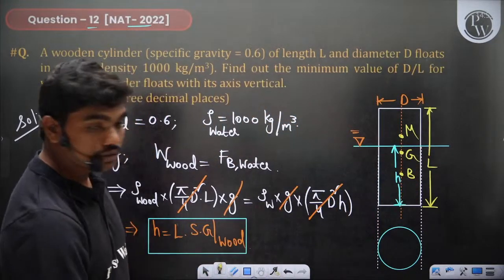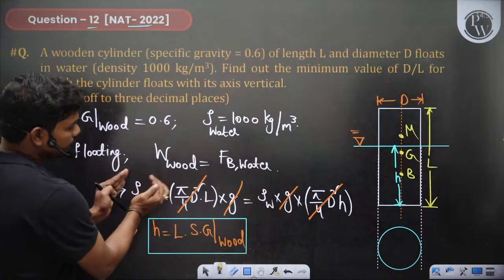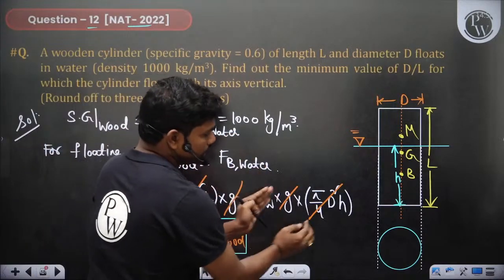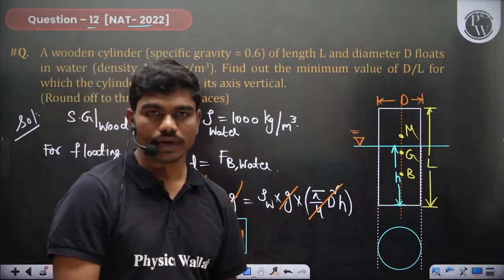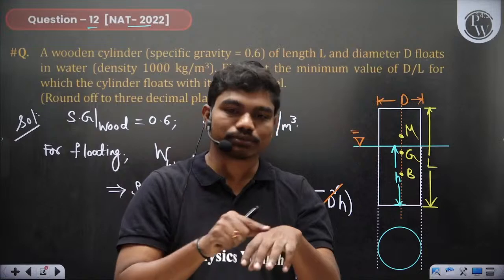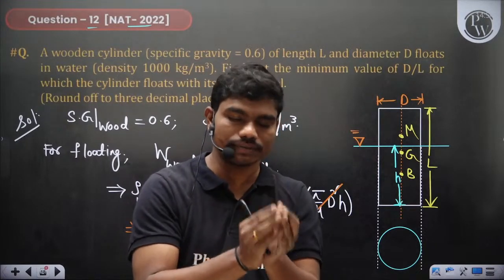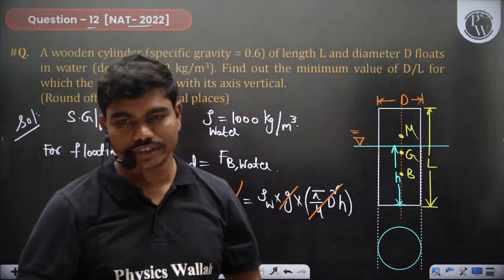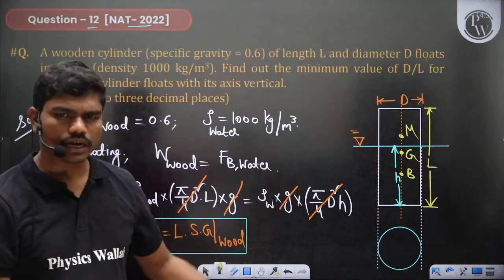Then if you see the balance equation once again: weight of the wood, density into volume, so mass of the wood into gravity; buoyancy force acting, density into displaced volume into g, as per Archimedes principle. If you submerge a body to some part in the fluid, then the volume that is displaced by this body, times the specific weight of that fluid, gives the buoyancy. This is the Archimedes principle, the condition for floating.